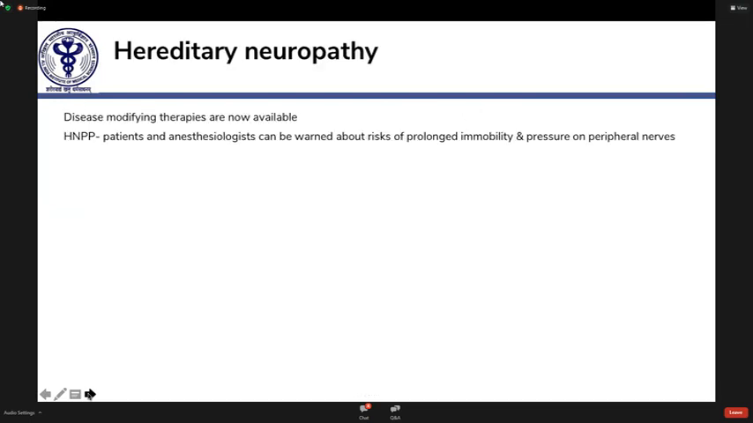Why is it important to identify hereditary neuropathy? One reason is that disease-modifying therapies are becoming available, like in familial amyloid neuropathies. In HNPP, patients and anesthetists can be warned about the risk of prolonged immobility and pressure on peripheral nerves.